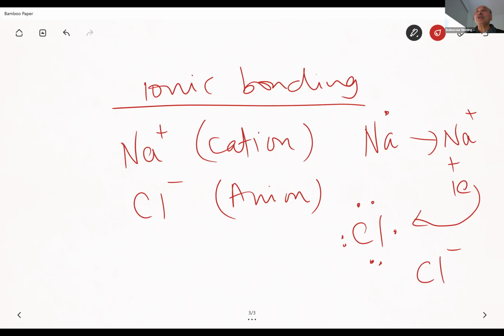The metals are always going to lose. Group 1 is going to lose how many electrons? 1. Group 2, 2. Group 3, 3. Okay? Are you okay with that?